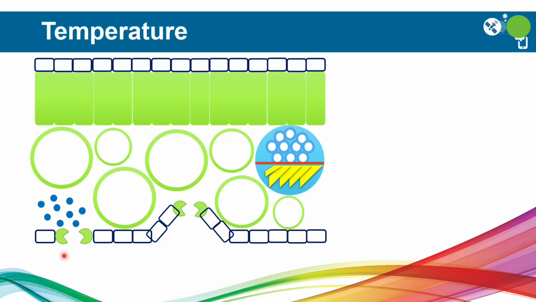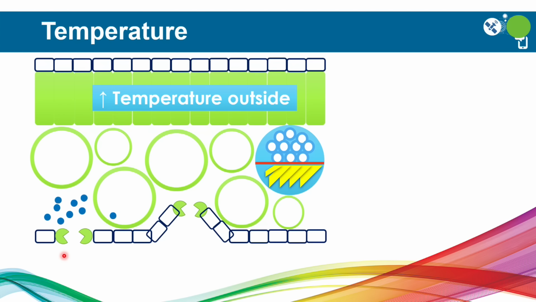Right, but then knowing that with an increase in temperature, the kinetic energy of these particles also increases. So they start bumping against each other and they move more freely. So now, on top of the water potential gradient that exists, these particles are moving more freely out of the stomatal pore that we see here.